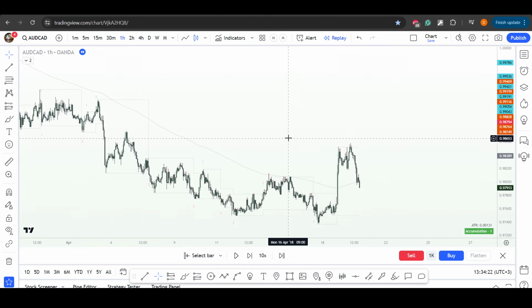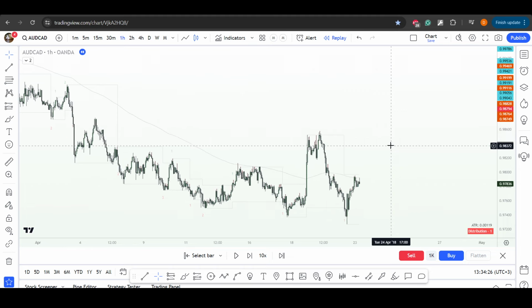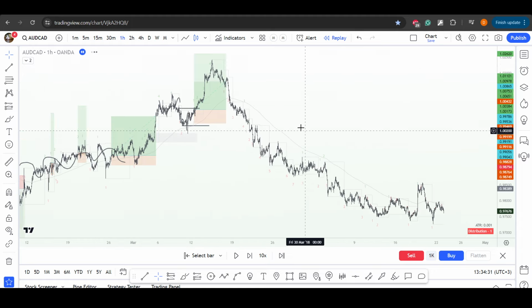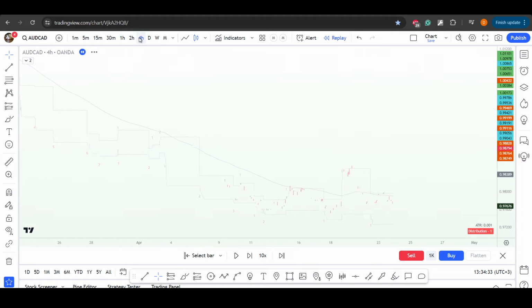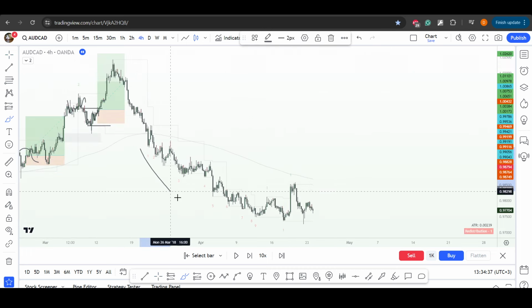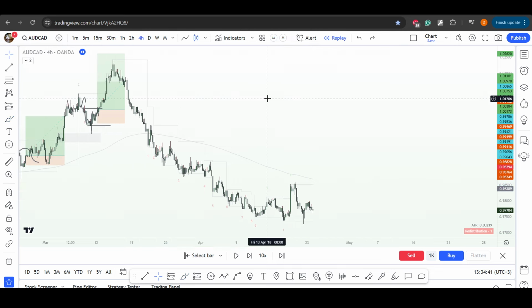Okay, so we have first pullback and immediate continuations to the downside. So you know, the market pushes so hard, but again it now lost its speed, and now we are in this range. So I will wait some time.